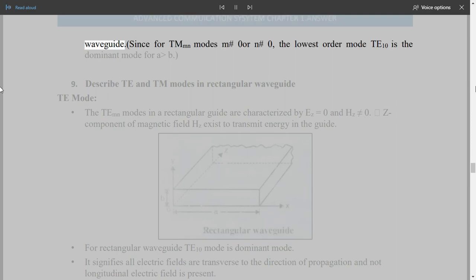waveguide, since for TMmn modes m and n cannot be 0, the lowest order mode TE10 is the dominant mode for a greater than b.